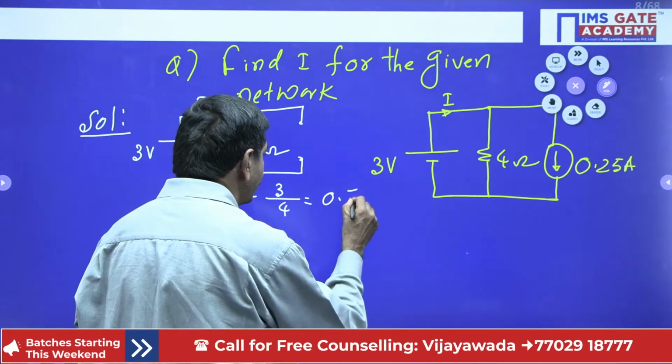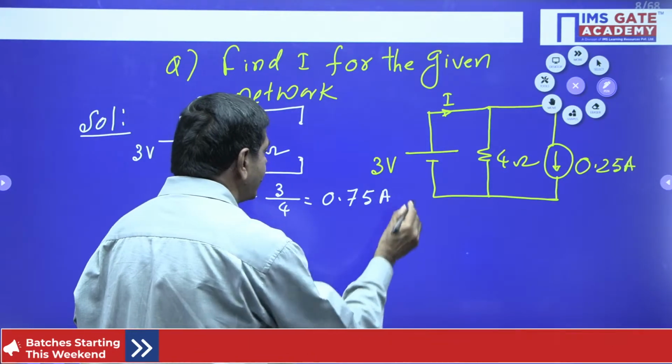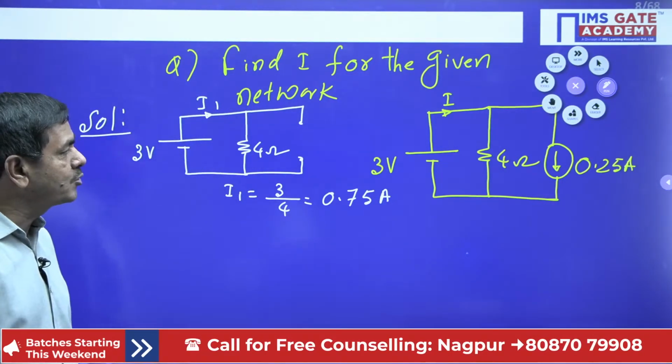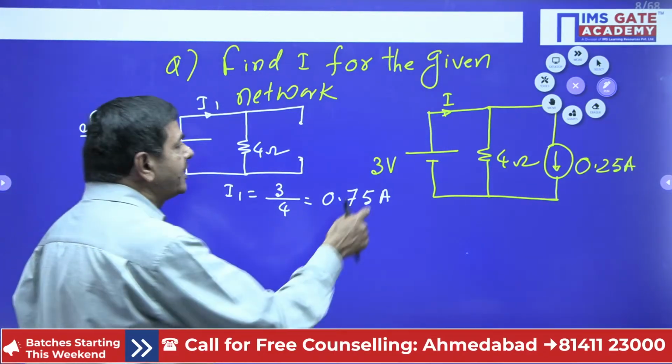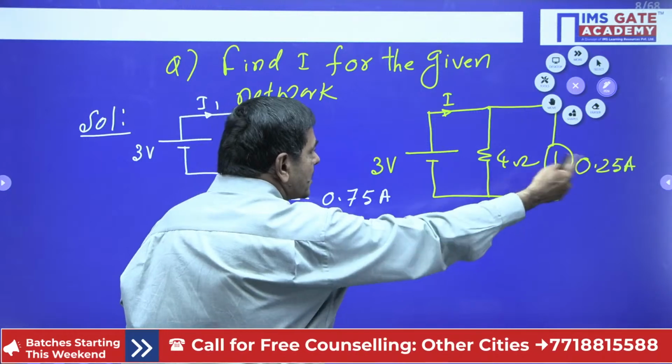0.75 amperes of current it can give. Directly you can get now. Just to know how to apply the superposition theorem here, by using the simple problem only. Now what I did is, this voltage source I shorted, and this current source I considered only.